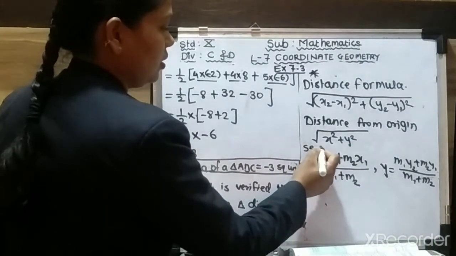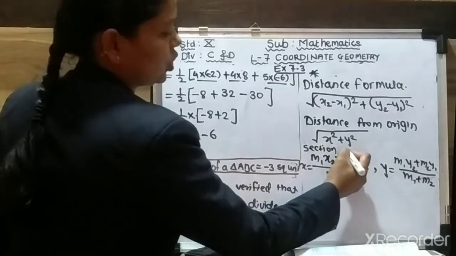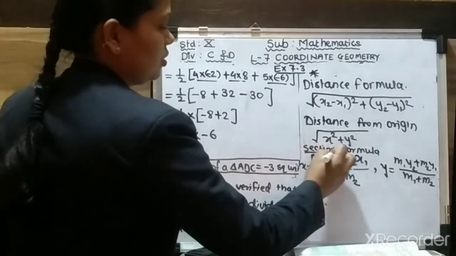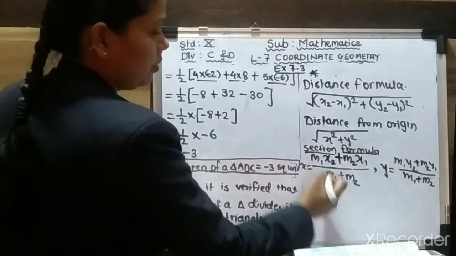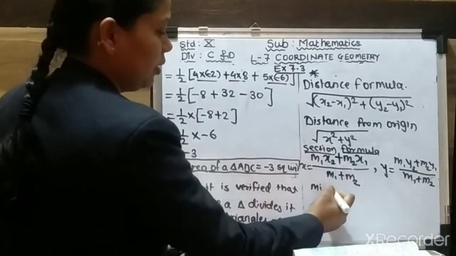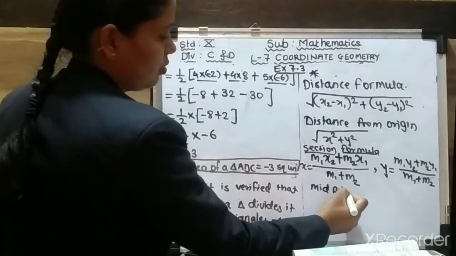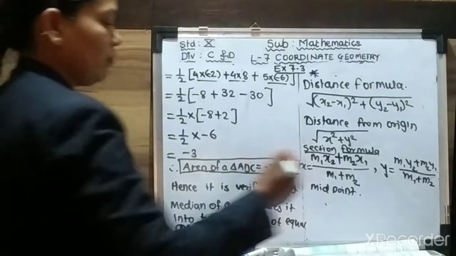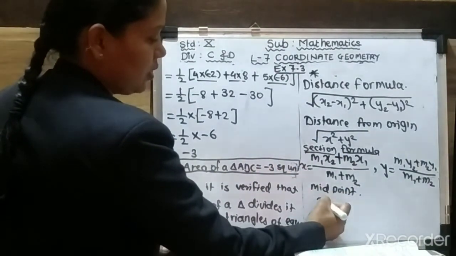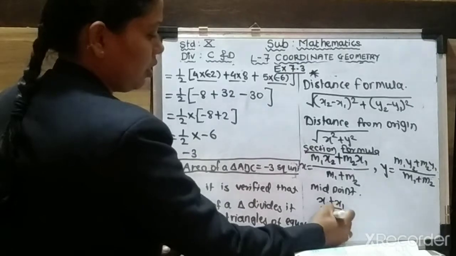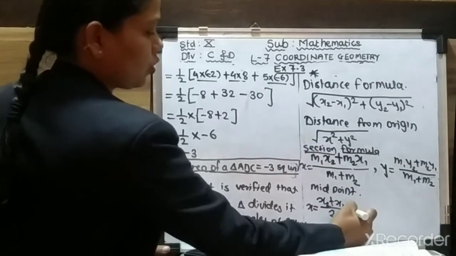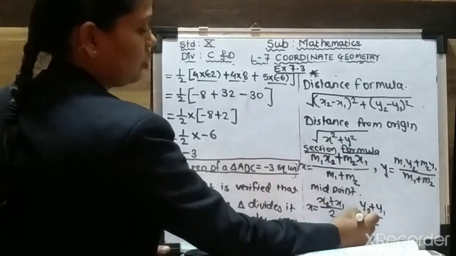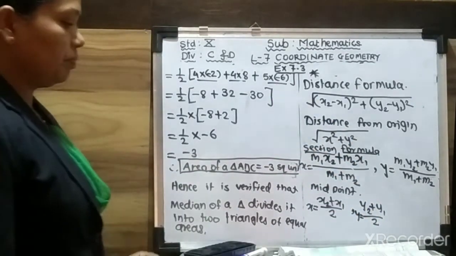Now when the midpoint is given, this is also our section formula, right? So I write here section formula. When the midpoint is given, how do we find the coordinates? At that time (x2 plus x1) upon 2 will be your x coordinate, and (y2 plus y1) upon 2 will be your y coordinate, right?